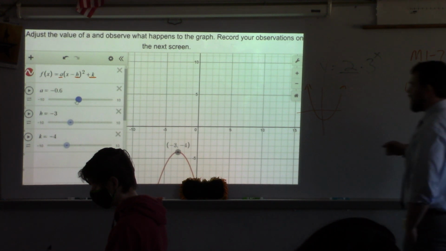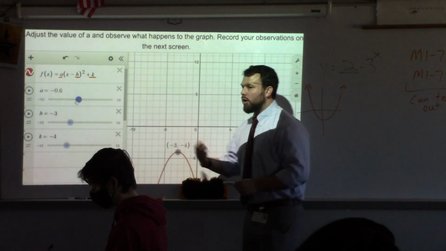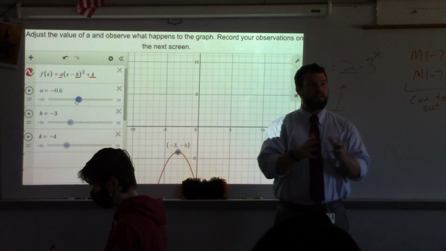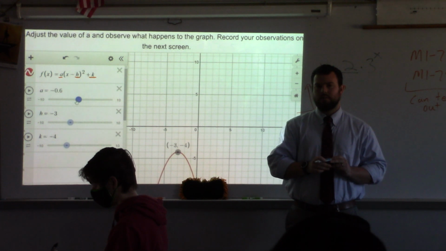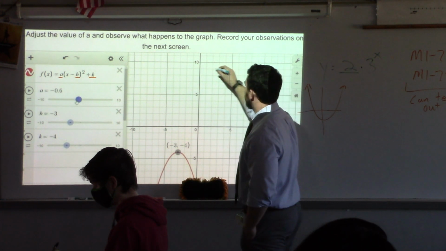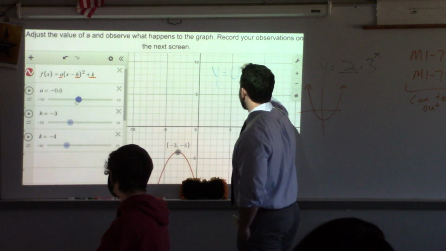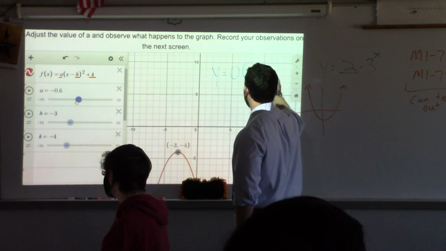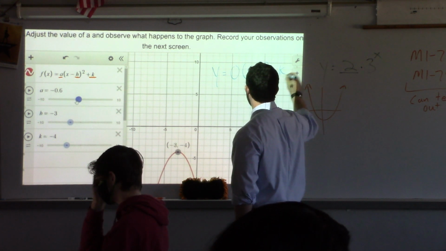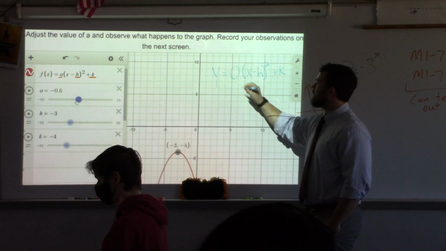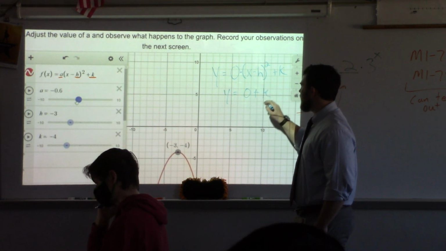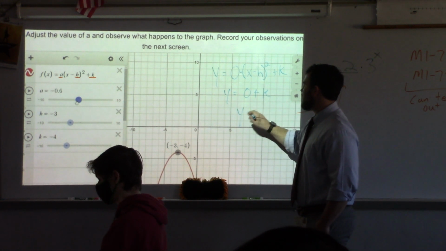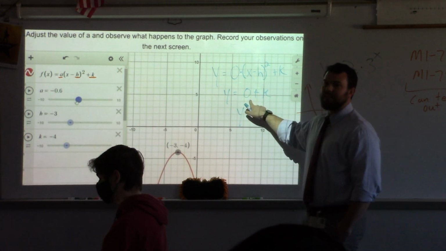Now I want to pause because quite a few of you from what I saw talked about the fact that it's a line when A is 0. Does anybody have a guess why? So if A is 0, what's 0 times anything? 0. So I'm left with 0 plus k, and what's 0 plus k? Oh yeah, because that's the additive identity.